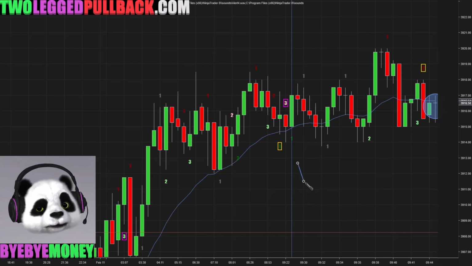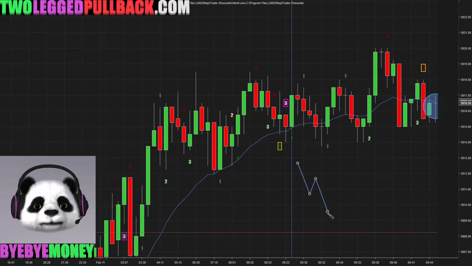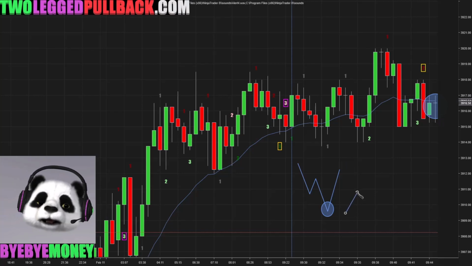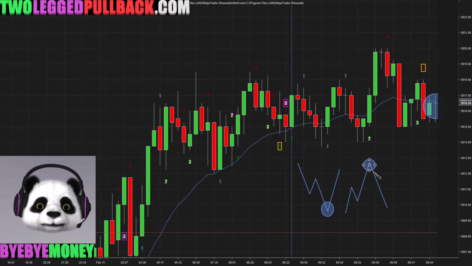If you don't know what the two-legged pullback is, it's simply a setup that looks like this. First pullback, first entry, second pullback, second entry. So we like to look for this pattern here. It's just two pushes down, and then we like to look for the reversal right here. We like to enter, we call this a second entry. Also, this can go this way. We call it also an ABC pattern, and we like to enter into the second entry right here.